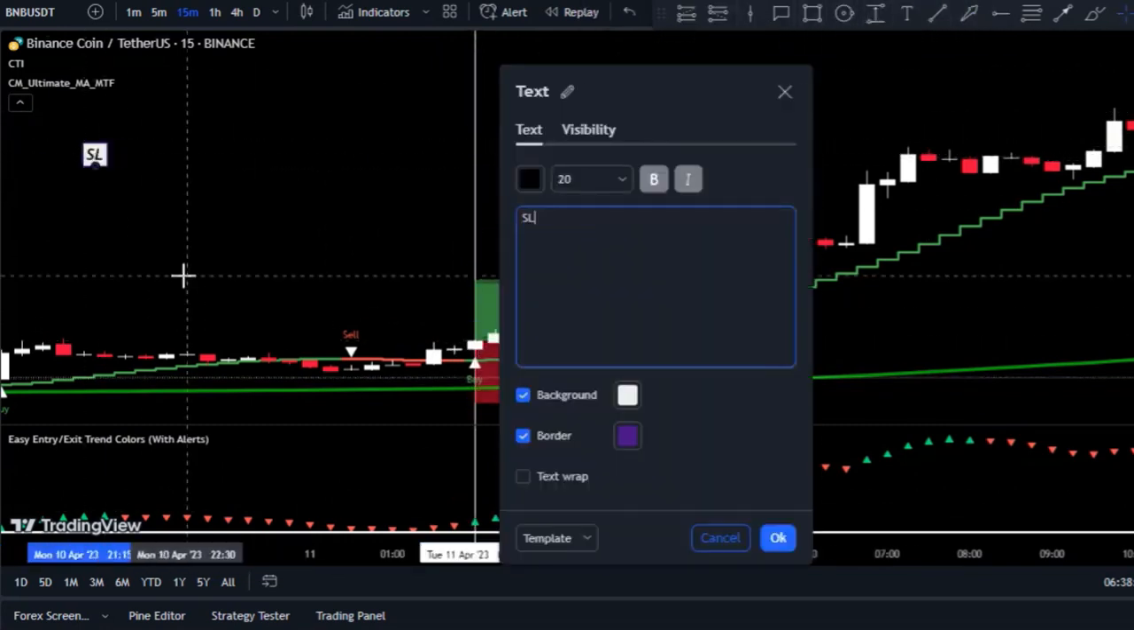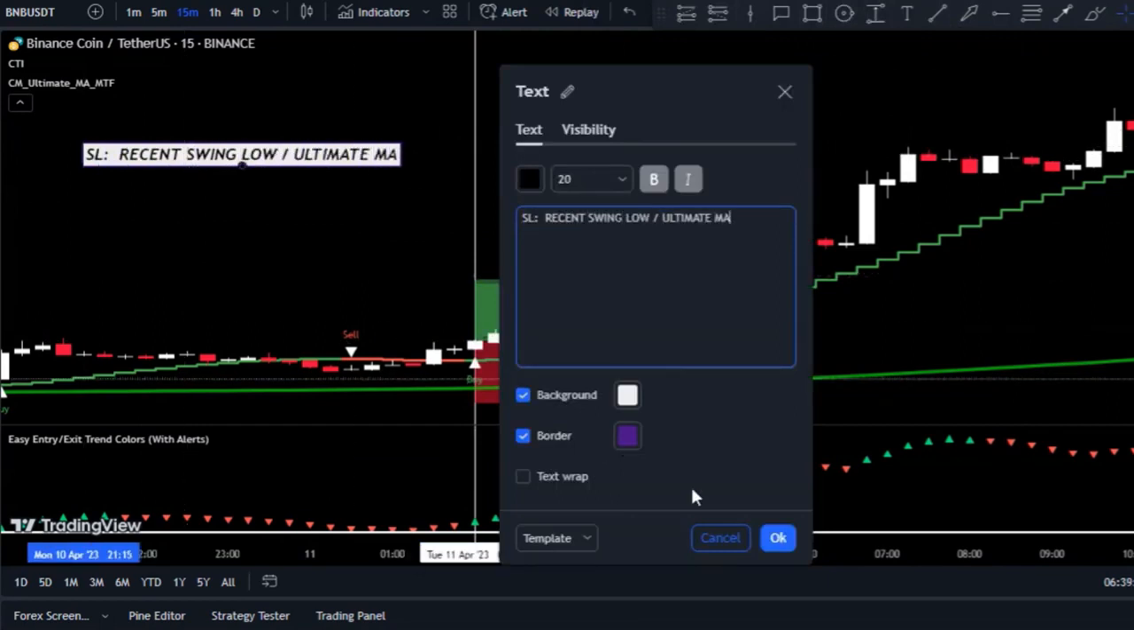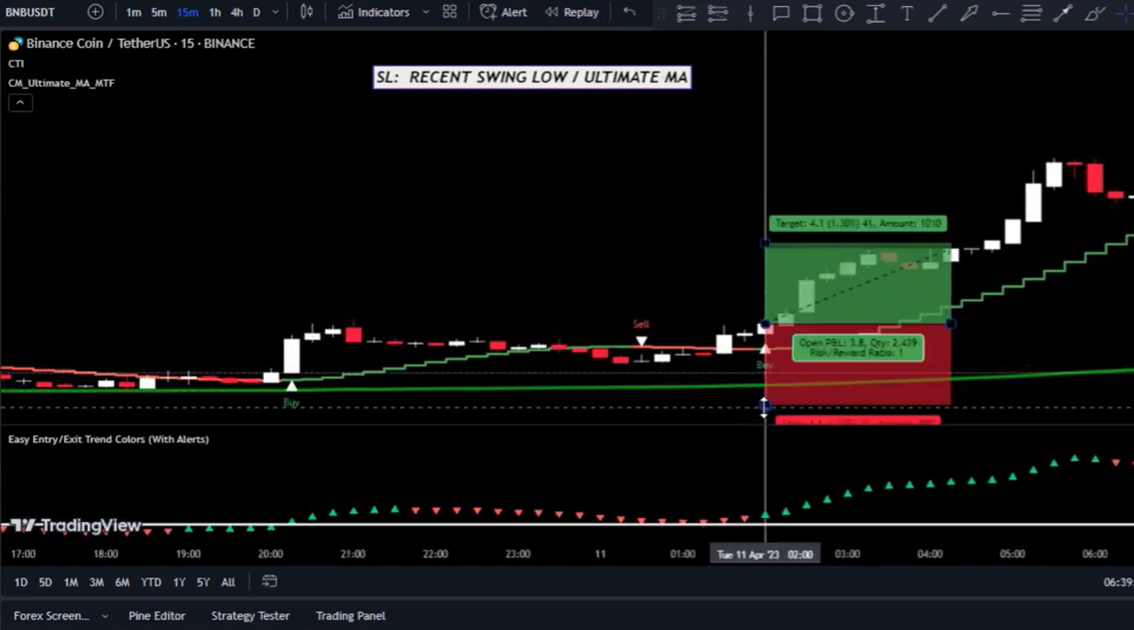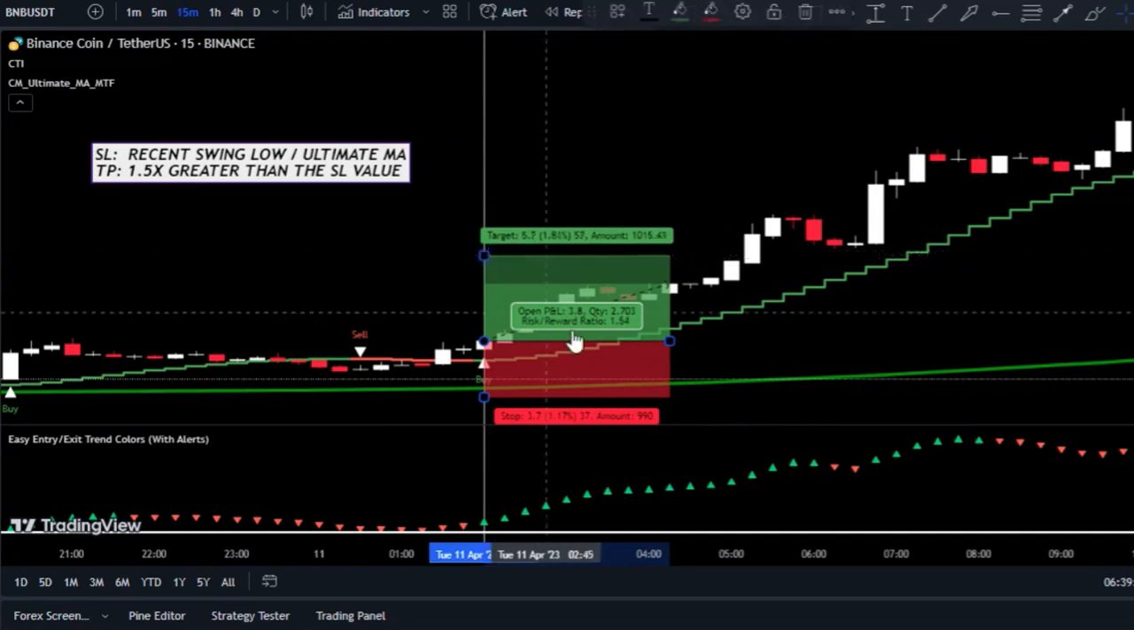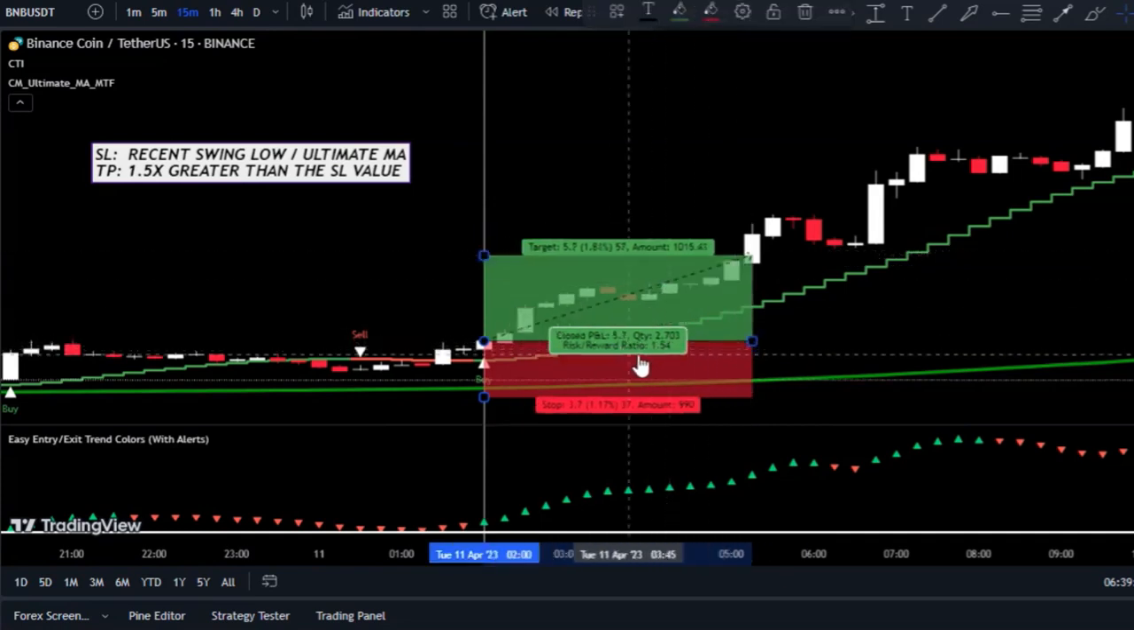And to limit the amount of loss, you gotta define a stop loss for the trade, for which you can use the recent swing low or the ultimate moving average line. And for exiting the trade, you also gotta have a strict rule. My recommendation for exiting in a scalping method is to set the target 1.5 times greater than the stop loss value.